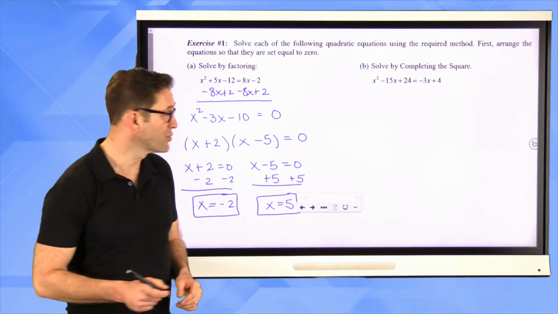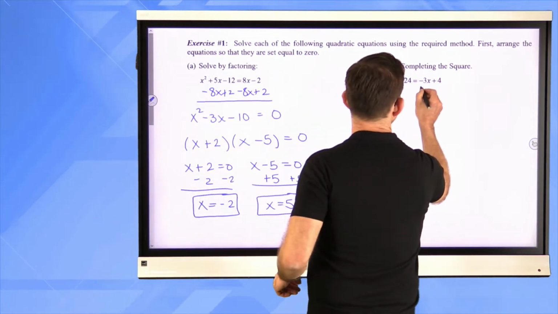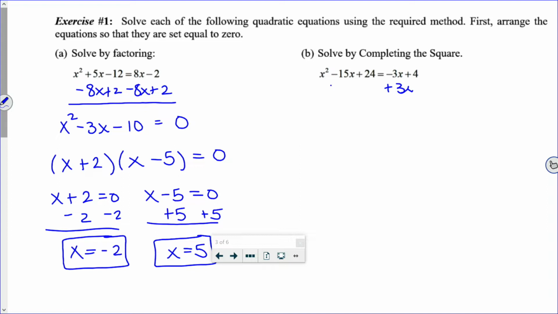All right, so first thing I'm going to do is add a 3x to both sides, and I'm going to actually subtract a 24 from both sides. Maybe make that look like an x. Okay, on the left-hand side, then we have x squared minus 12x, and on the right-hand side, we have negative 20.